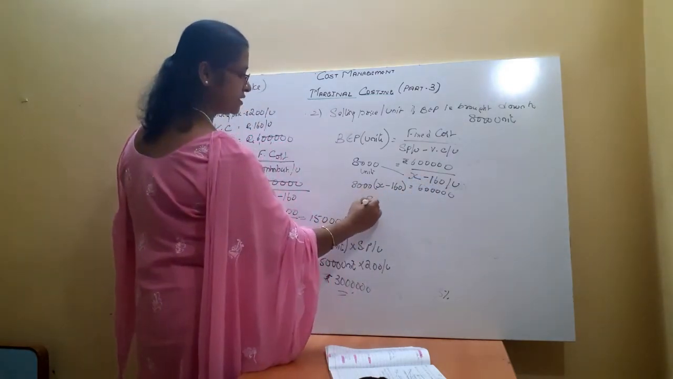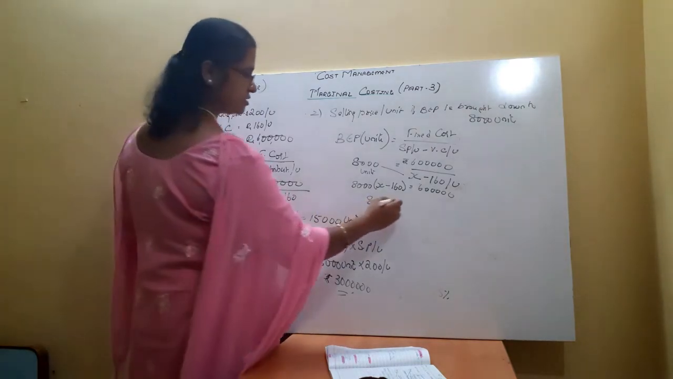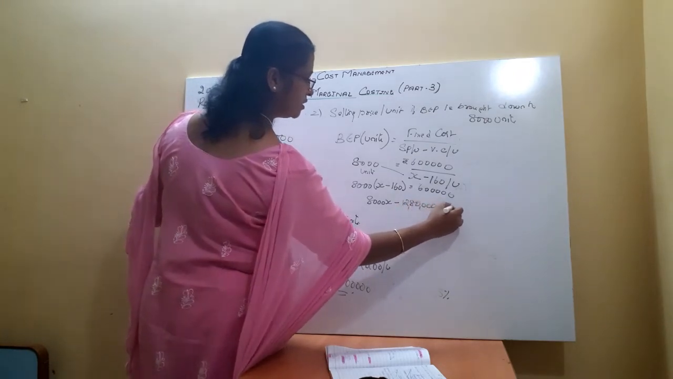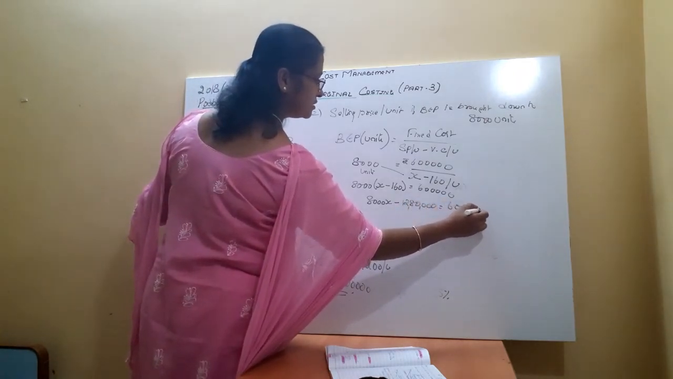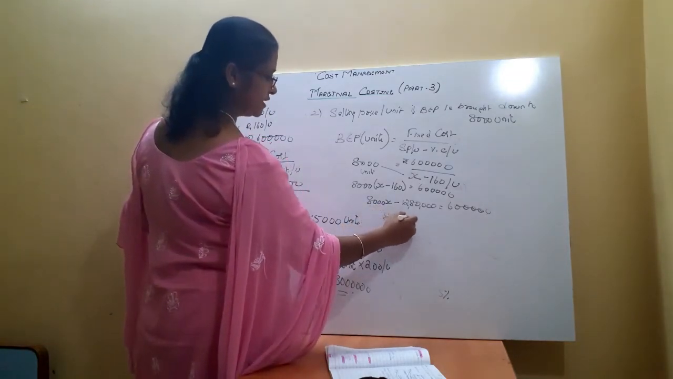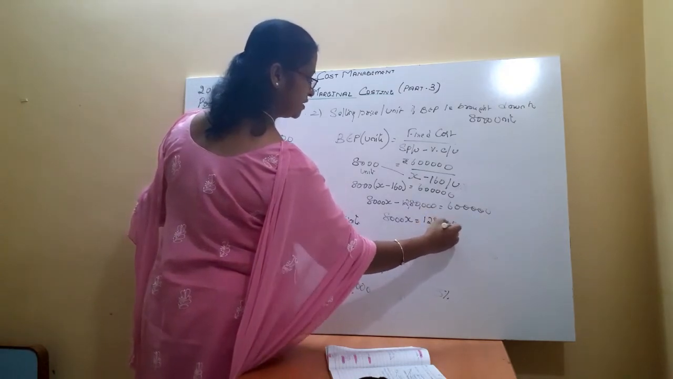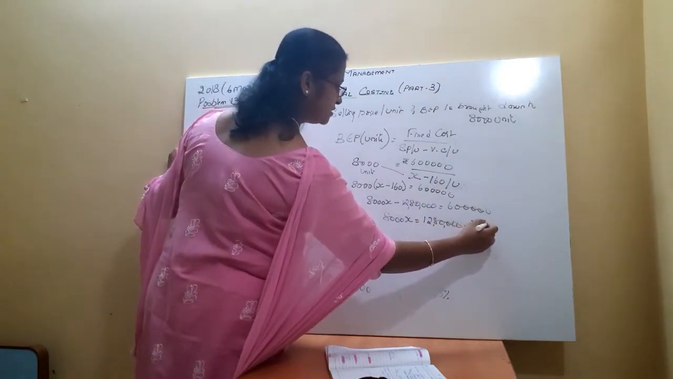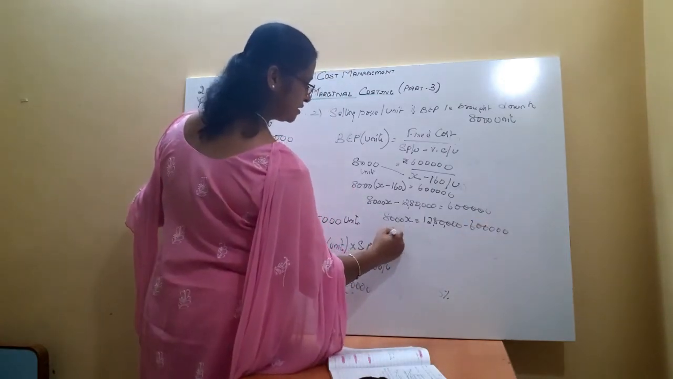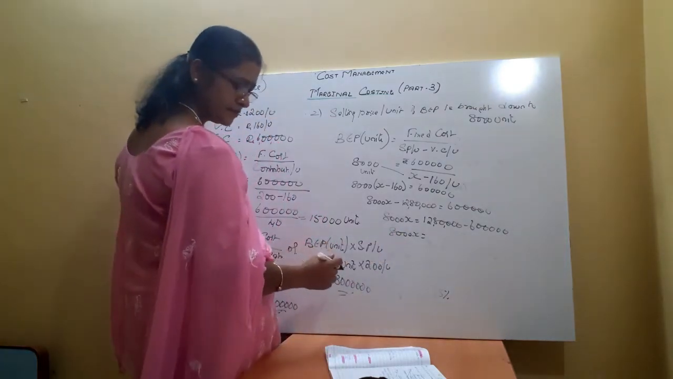So 8 into X, you will get it as 8x minus 8,000 into 160, you get as 12 lakh 80,000 is equal to 6 lakhs. Okay, so 8,000x is equal to 12 lakh 80,000 minus 6 lakhs. So you get 8,000x is equal to 6.